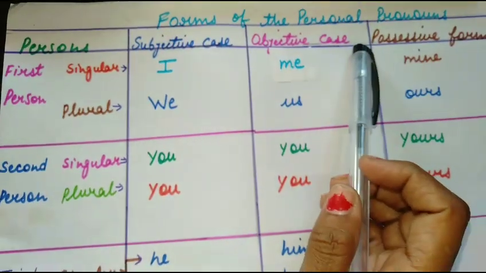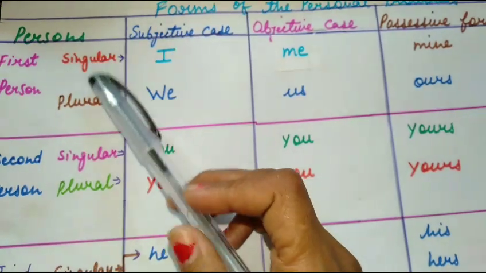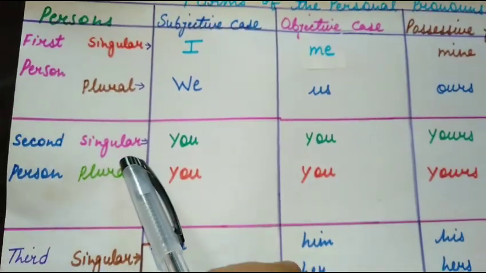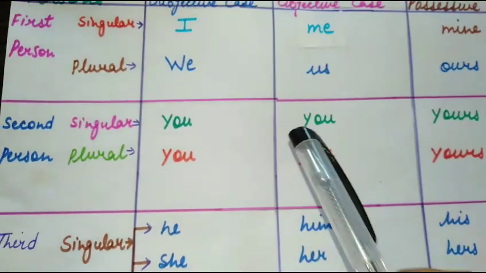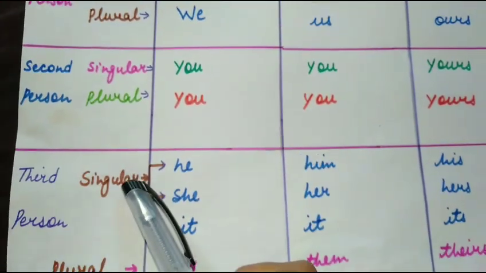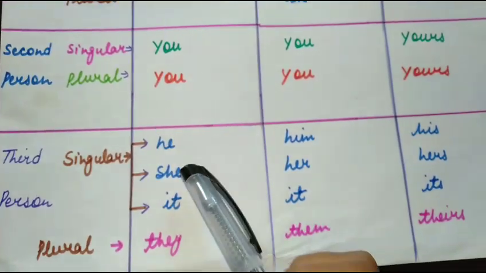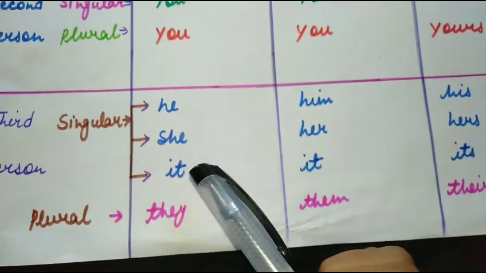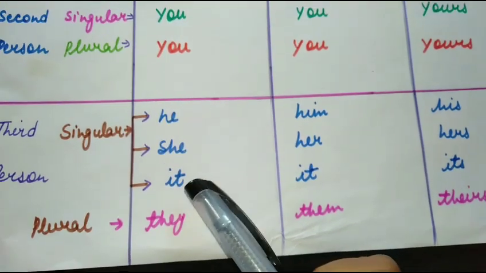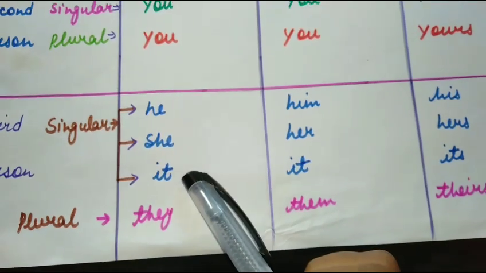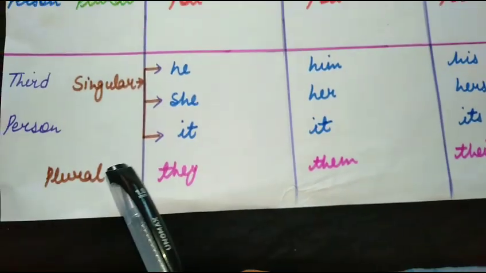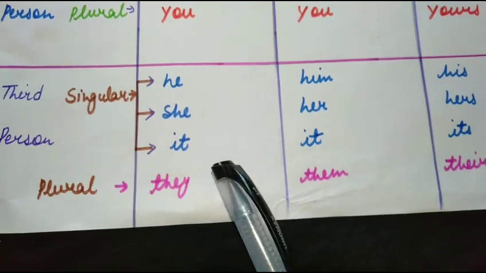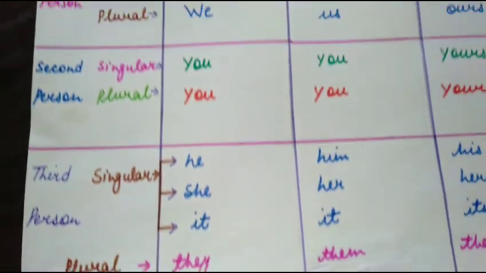One more thing I want to tell you about personal pronouns. First person singular and plural is used for both males and females. Second person singular and plural is also used for both males and females. Third person singular he is used for males, she is used for females and it is used for neuter gender, or we can say for non-living things and animals. And third person plural they is used for males, females, animals and non-living things.